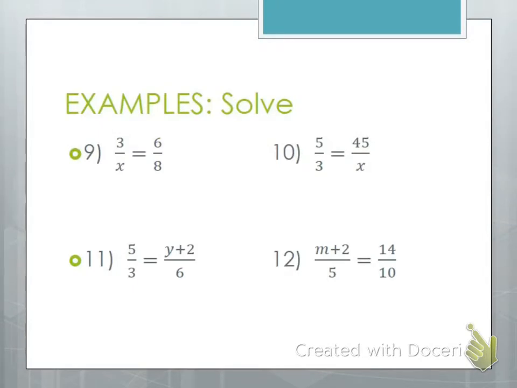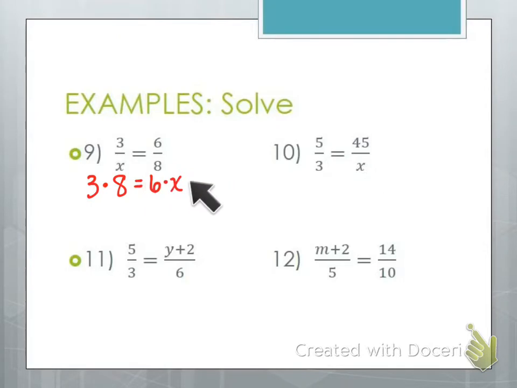We've got 4 examples with proportions. The first couple, I hope, are pretty straightforward. The last 2 can get a little tricky sometimes. So on number 9, we have to cross multiply. That means we are going to take 3 times what? 8 and set it equal to 6 times x.